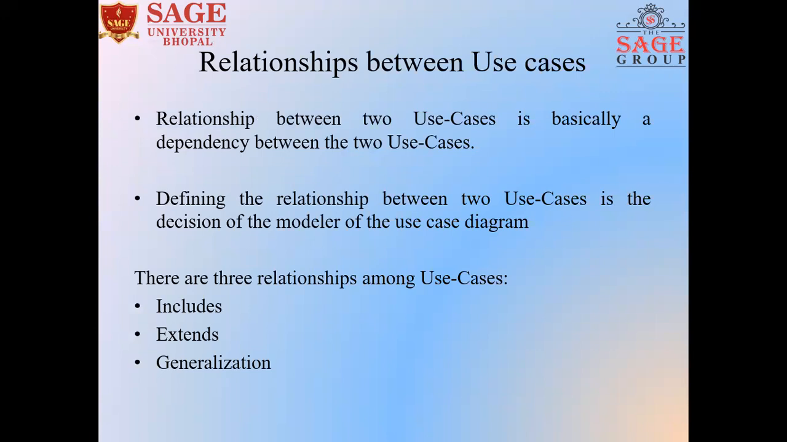So basically, a relationship between two use cases is the dependency between the two use cases. Defining the relationship between two use cases is the decision of the modeler of the use case diagram. There are three relationships among use cases: include, extend, and generalization.